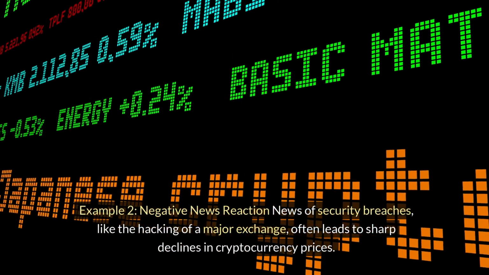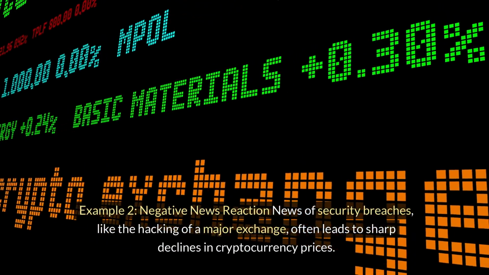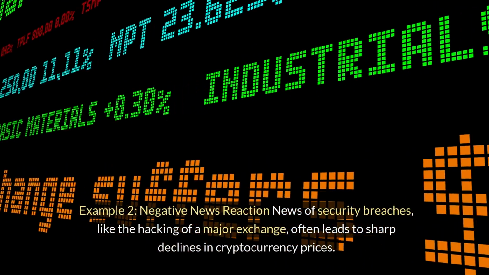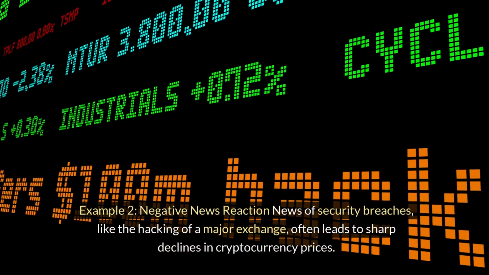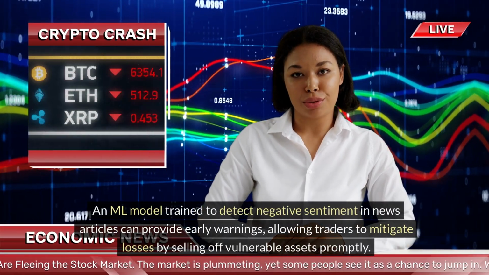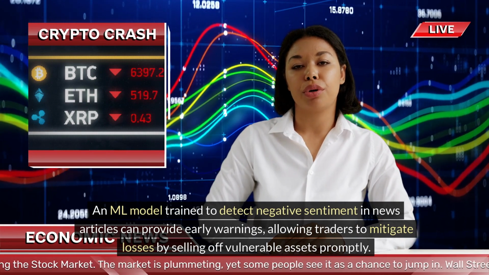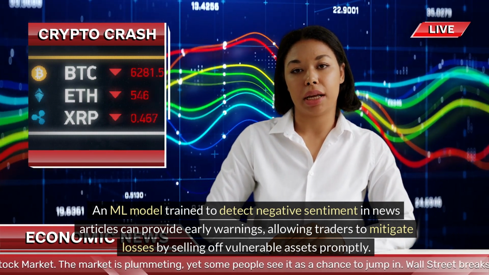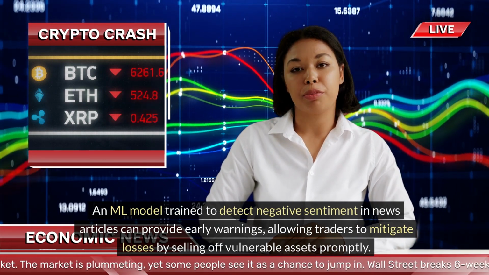News of security breaches, like the hacking of a major exchange, often leads to sharp declines in cryptocurrency prices. An ML model trained to detect negative sentiment in news articles can provide early warnings, allowing traders to mitigate losses by selling off vulnerable assets promptly.